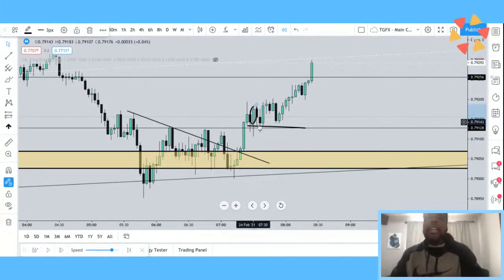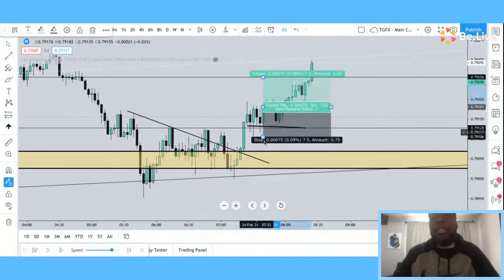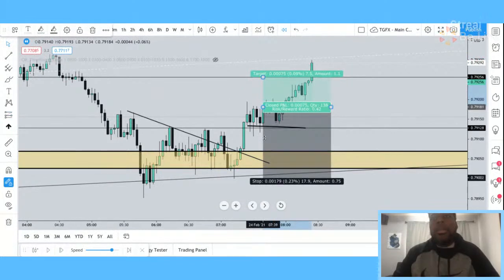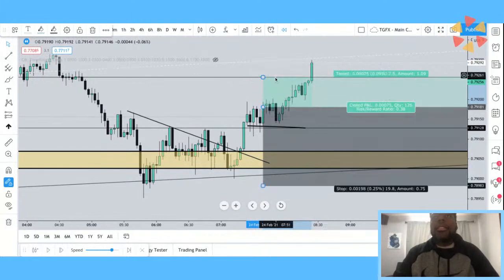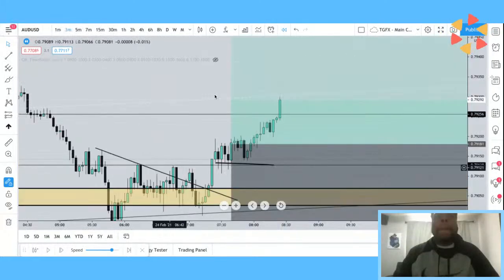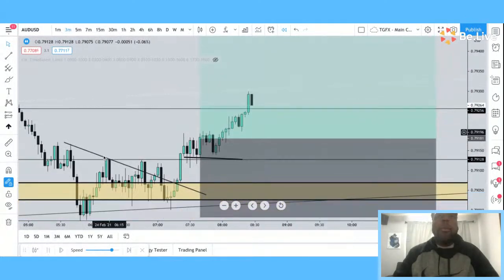All right, so nonetheless, let's say that we took the trade right here on the engulfing. Let's say that we took a 20 pip stop loss. And let's just move, or I'll let you guys watch it on this actually.